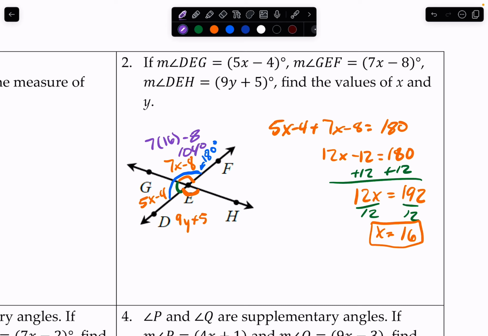Which means that 9y plus 5, because these are vertical angles, is also going to equal 104. So now I can take my 9y plus 5, set it equal to 104, and solve from there. Got 9y equals 99, and y appears to be 11. So I've got my two answers there. X is equal to 16, y is equal to 11. Final answer, on to the next one.